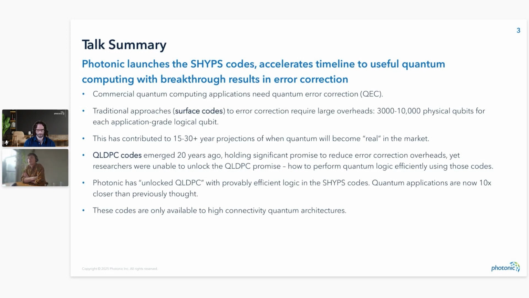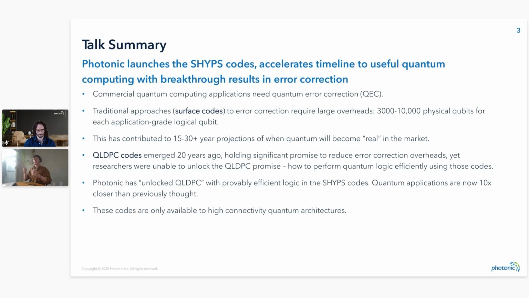So quantum low-density parity check, QLDPC codes, emerged a while back, holding significant promise to reduce these overheads. And despite a real flurry of activity in the last few years, they've still predominantly been studied in the context of quantum memories. So it hasn't been known how to perform quantum logic efficiently in these codes.